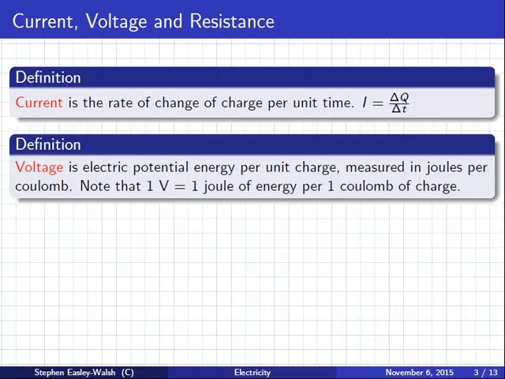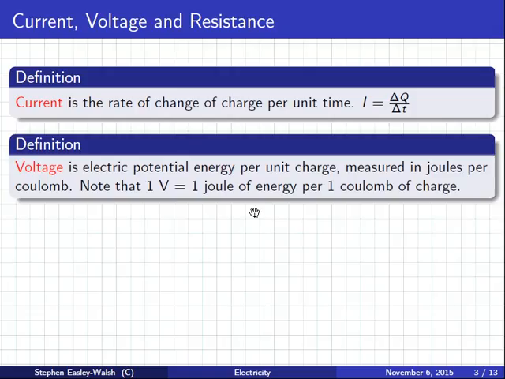Got that? This is something that I forget, and the reason I forget it is because we never use joules per coulomb. They always use volts. But it's worth remembering that 1 volt is just 1 joule per 1 coulomb. Yeah?